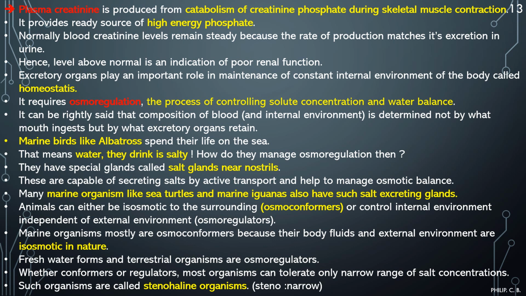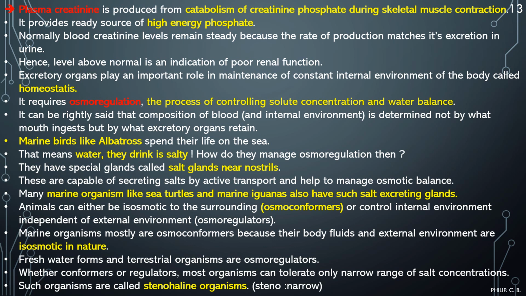Further, excretory organs play an important role in maintenance of the constant internal environment of the body called homeostasis. It requires osmoregulation, the process of controlling solute concentration and water balance. It can be rightly said that the composition of blood and internal environment is determined not by what the mouth ingests but by what the excretory organs retain. So we can understand this term very clearly. Not what we take in, but what the excretory organs retain in the body. Marine birds like albatross spend their life on the sea.